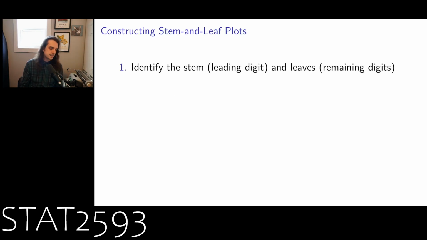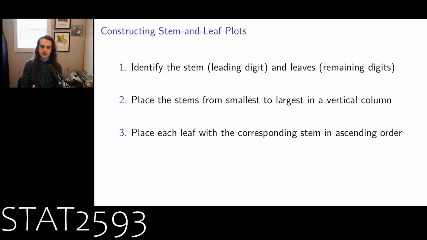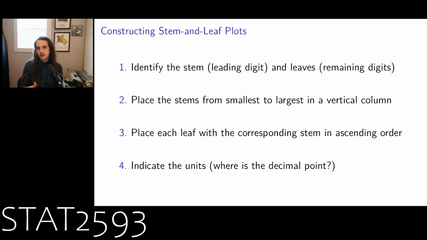So if we want to go through the process of constructing a stem and leaf plot, the first thing is going to be identifying our stems, right? So those are going to be those leading digits that we saw on the left-hand side of the marker. And then we need to identify what we call the leaves, the remaining digits, right? So everything that was on the right-hand side. We're going to place our stems from the smallest to the largest down in a vertical column. And then within each stem, we're going to place each leaf corresponding in ascending order, right? So we've sorted them in ascending order as well. And then we indicate what units we're working with. So where is the decimal point?